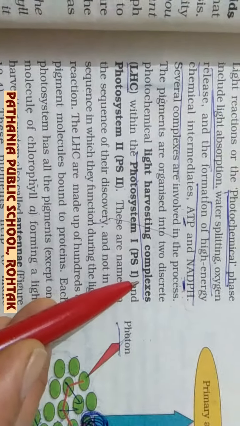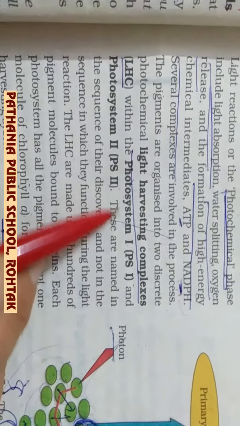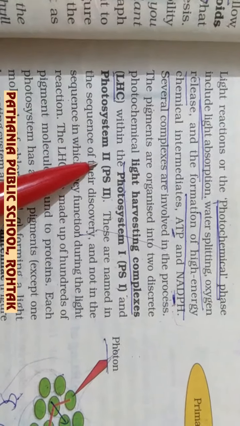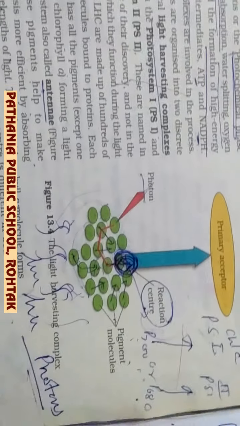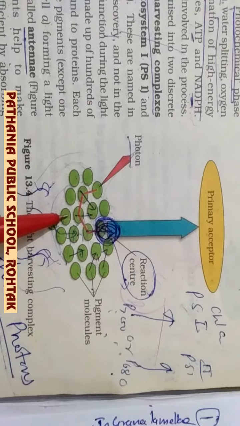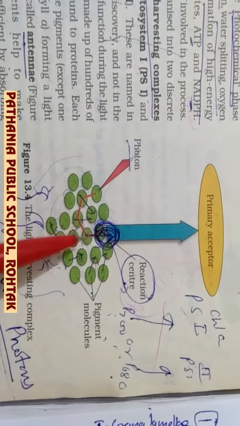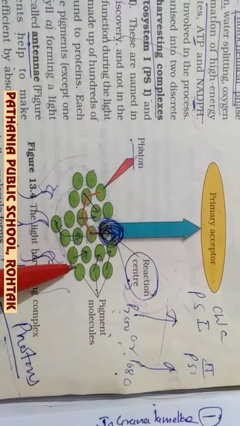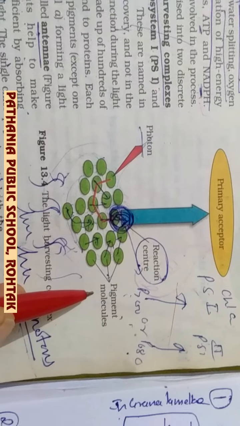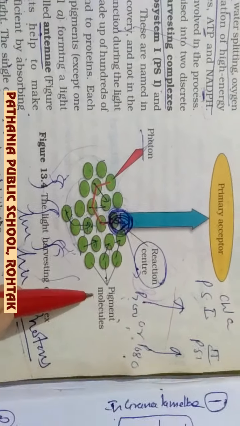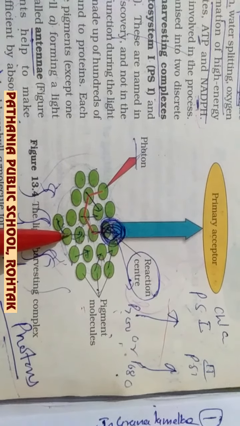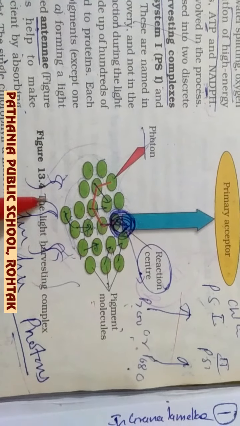These light harvesting complexes are actually two: photosystem 1, pigment system 1, and photosystem 2, PS2. So here they have shown these are the light harvesting complexes. So light harvesting complexes means what? That along with the chlorophyll, there are various other pigments also present in the leaf, and these pigments are called antenna molecules. These antenna molecules actually receive the light energy. They receive the light energy in the form of photons, as I have drawn here.